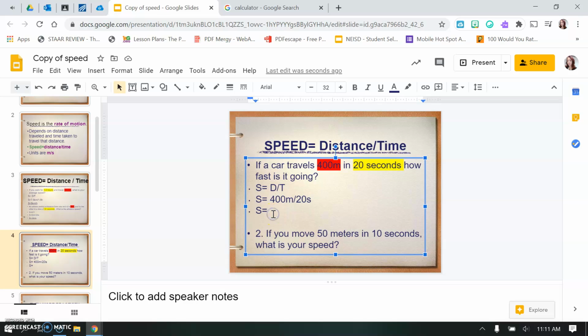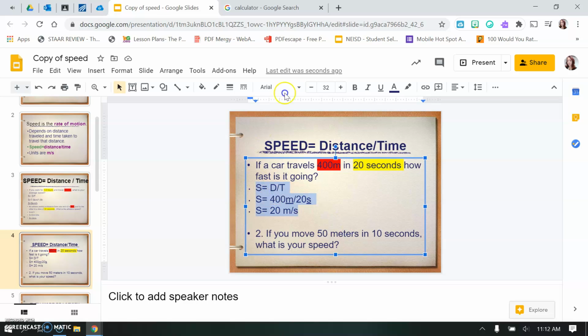So we're going to write 20, but not just 20. We need to have our units. So our units, you take the distance, you take the time, and you're going to have to bring those down. So 20 meters, and then do a slash, seconds, meters per second. So every second, the car traveled 20 meters per second.